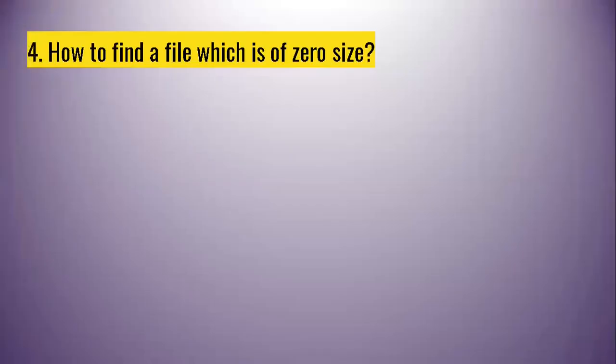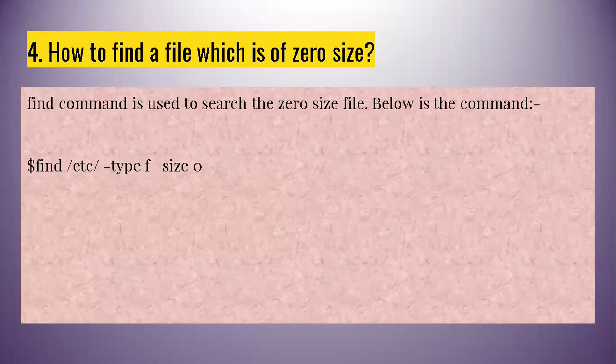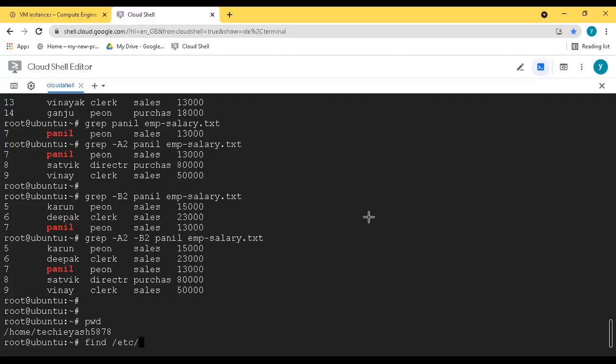So the next question is how to find a file which is of zero size. The find command is used to search for a file which is of zero size. Below is the command. We will use this command to search for files of zero size: find /etc -type f -size 0. Please note it's not the letter O, it's a 0. So I will run the same command here, find /etc -type f -size 0.